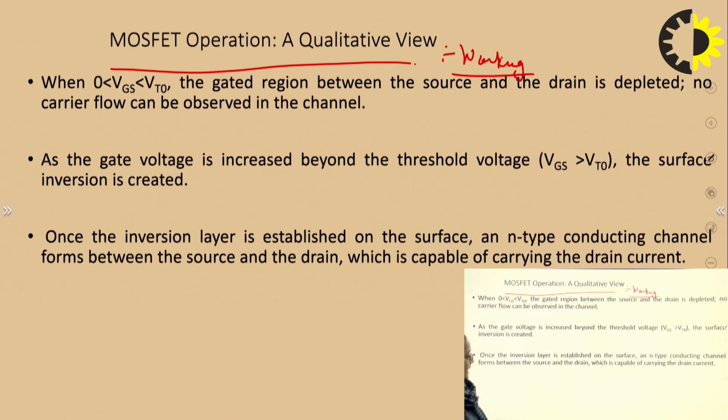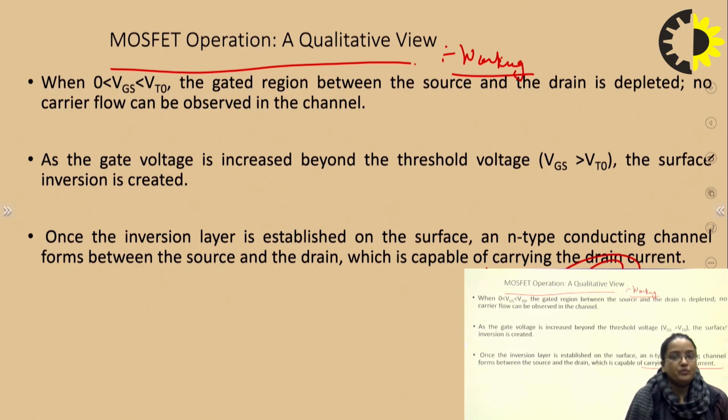When VGS is between the threshold voltage and 0 biasing voltage, the gate region between the source and the drain is depleted, and no carrier flow can be observed in the channel. As the gate voltage is increased beyond the threshold voltage, surface inversion is created. Once the inversion layer is established on the surface, the N-type conducting channel forms between the source and the drain, which is capable of carrying the drain current, designated as ID.